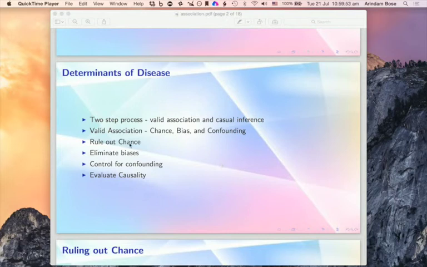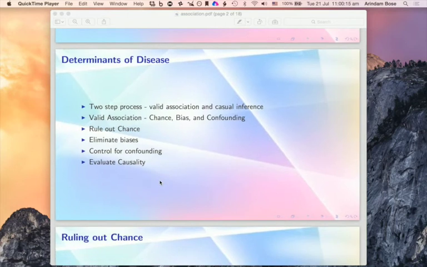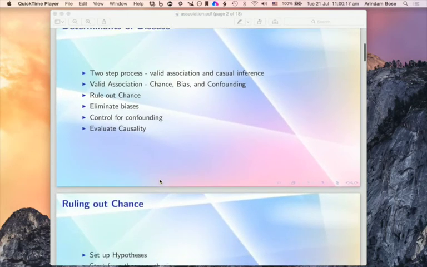We should be ruling out chance, that chance occurrence could be a factor that can explain the association. We should eliminate biases even before we plan the study, or at the stage of planning of the study. And we shall have to control for confounding variables, the role of confounding variables. Once these three things are achieved, then we are in a position to evaluate causality, whether that linkage is one of causal or not.